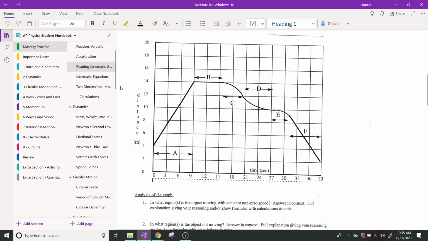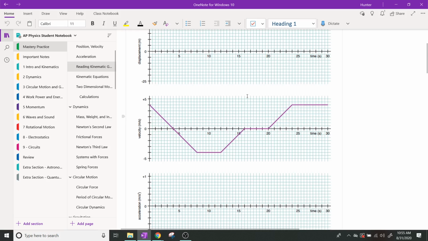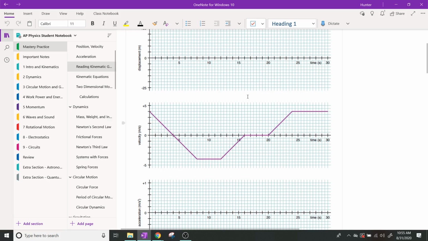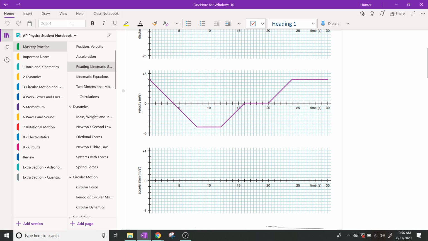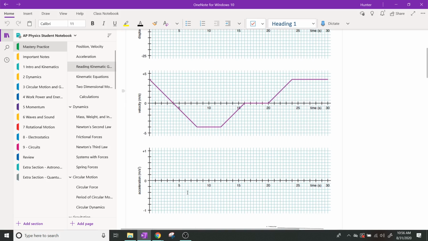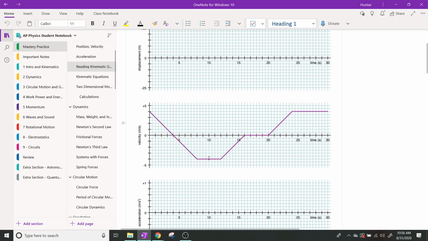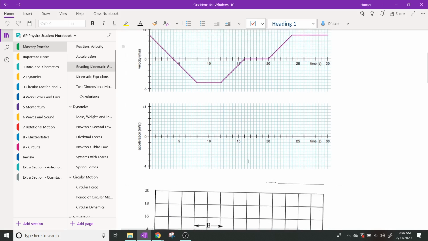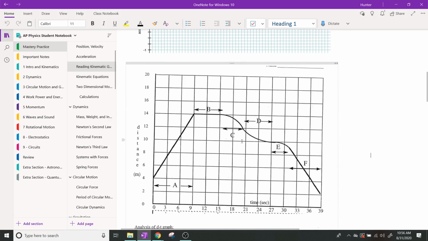So basically, it's just going to be a bunch of different graphs, and you're going to have to take some of the graphs and make displacement versus time graphs and acceleration versus time graphs from that information. So we can spend the last 10 minutes trying to practice that concept if you want to.